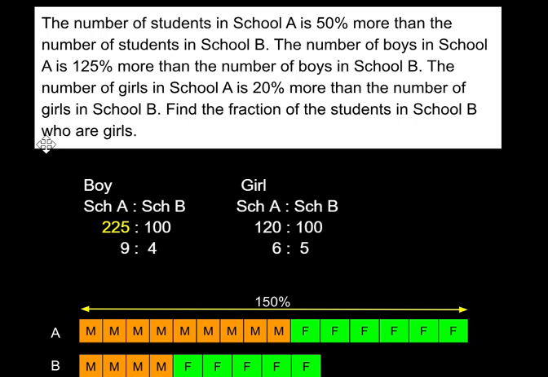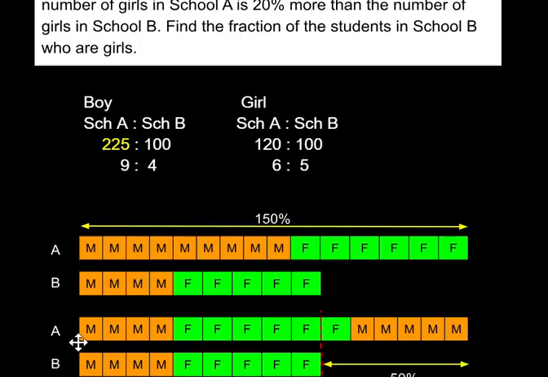Okay, there's a lot of information given in this question. Let's write down whatever we know. First, he says that the number of students in school A is 50% more than the number of students in school B. So if the number of students in school B is 100%, then the number of students in school A must be 150%.